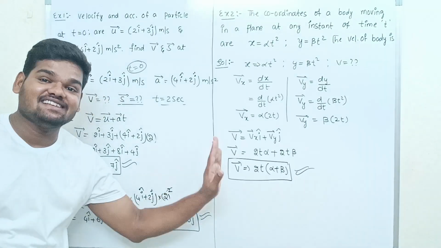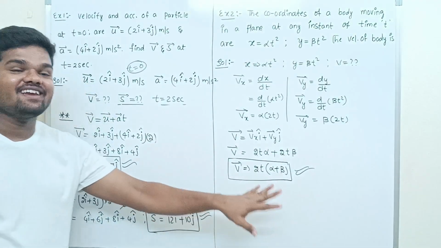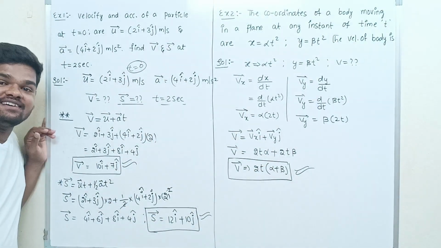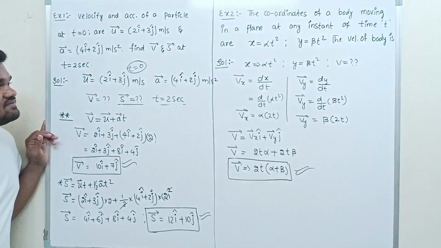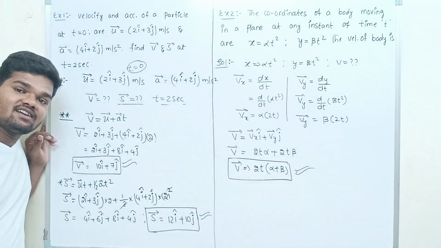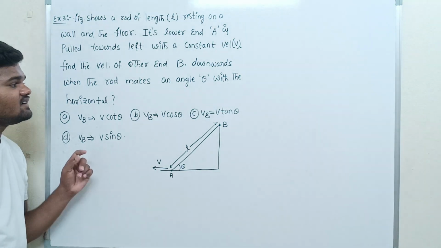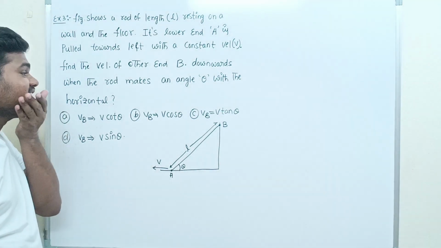Let us discuss two more examples, and those are level 2 problems. So pause the video and write the solutions. 3, 2, 1, go. So this is example number 3. Have a look. Big question.